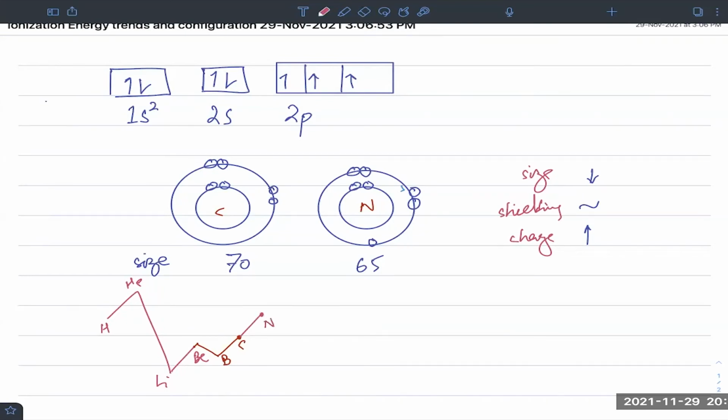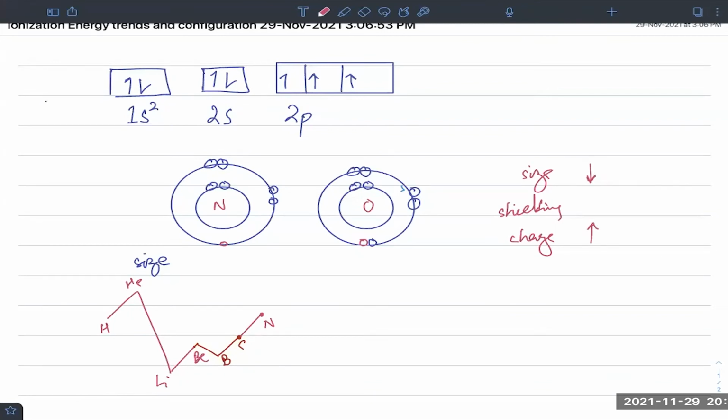All right, moving on from nitrogen to oxygen. So this is nitrogen, this is oxygen, an electron here, another electron here. What do you expect? Size? What do you think? Size decreases. Why? Sir, because the electron is added. Good. Size decreases because effective nuclear charge increases.